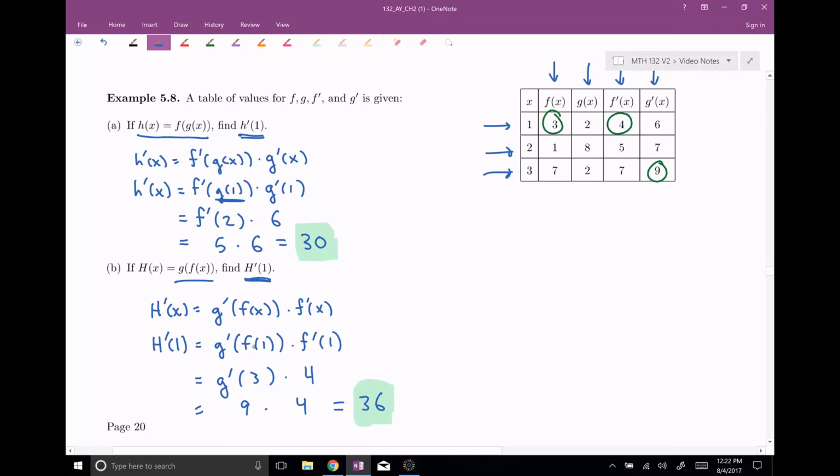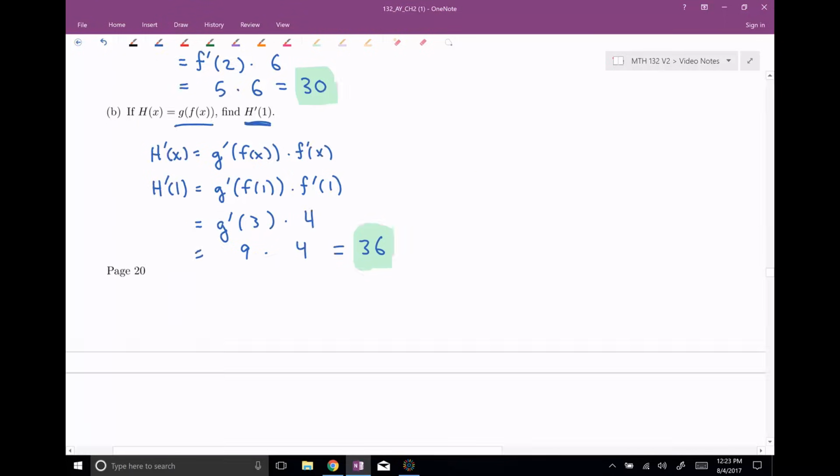So you get g prime of f of 1 times f prime of 1. And so we need to know what is f of 1 and f prime of 1. Well, you can go up here and find those. They're 3 and 4 respectively. So we're not done yet. We still need g prime of 3, since f of 1 was 3. So g prime of 3, we go over here and we see that it's 9. So we get 9 times 4, which gives us a total of 36. So again, this is how we can figure out these chain rule problems given a table of information.